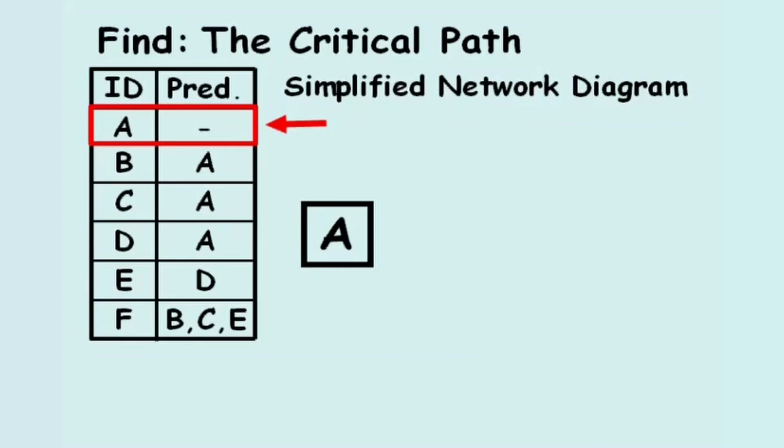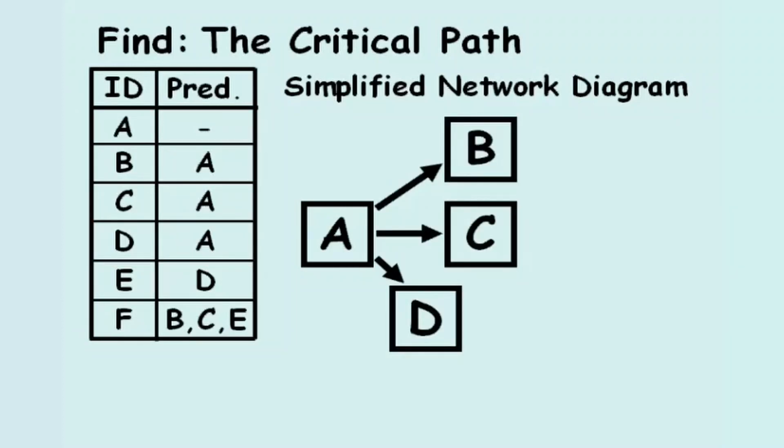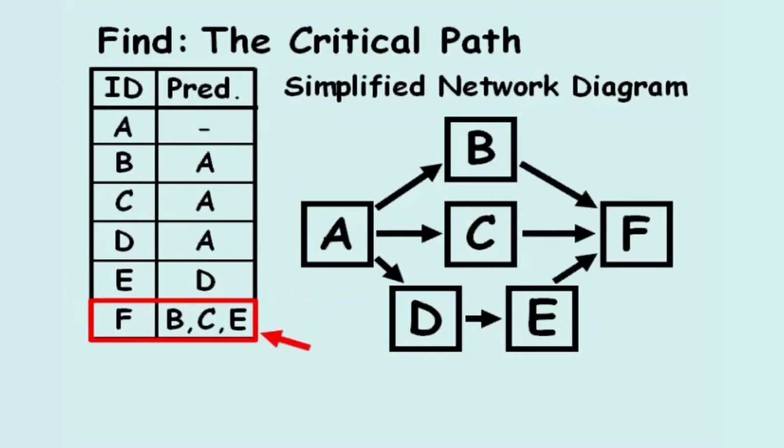Activity A is the predecessor of activities B, C, and D. So we'll add these 3 boxes to the diagram. Activity D is the sole predecessor of Activity E, and Activity F is a successor of activities B, C, and E.